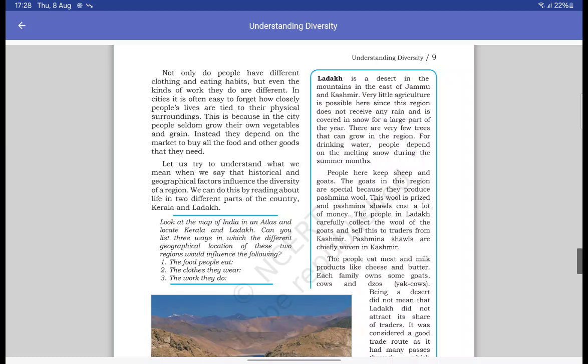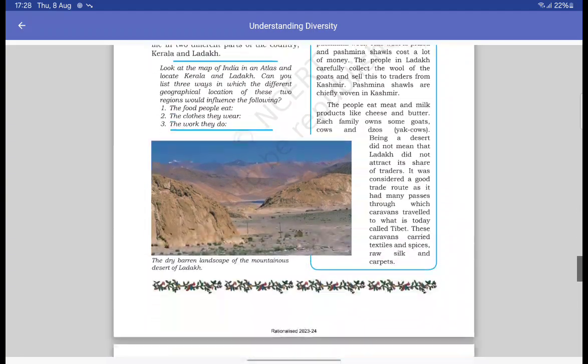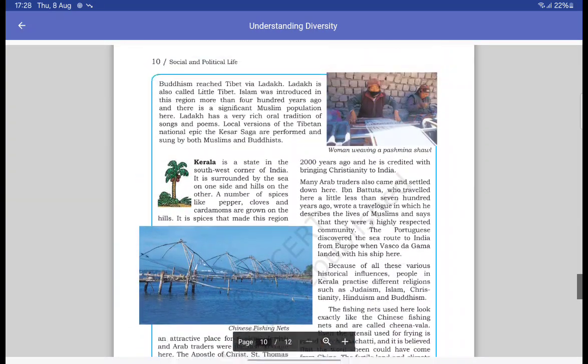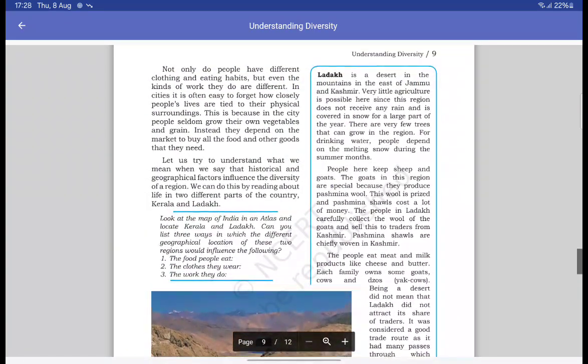Instead, they depend on the market to buy all the food and other goods that they need. Let us try to understand what we mean when we say that historical and geographical factors influence the diversity of a region. We can do this by reading about life in two different parts of the country, Kerala and Ladakh. Now, from here on, we will start our notes. Although the concept about Ladakh and Kerala is not really important, it can come in your UPSC, it's kind of general knowledge.